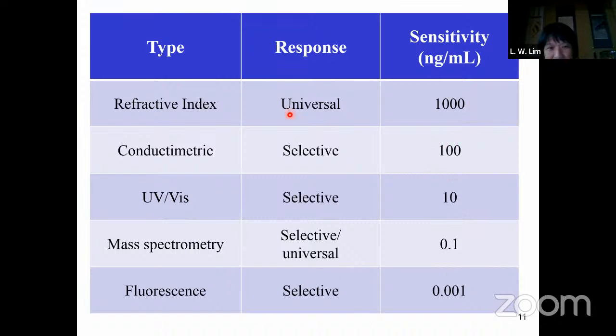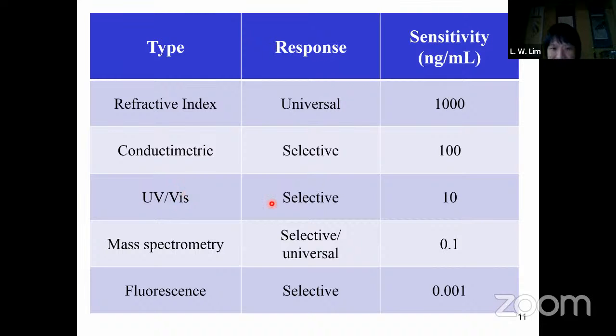Refractive index is very universal. That means you can see anything, and of course, the sensitivity is lower. For fluorescence, the sensitivity is very high, but you can see it's selective. So UV, why I say UV is so popular now, when we say UV, usually it is UV-vis. It doesn't come as a single UV, it doesn't come as a single vis. It's always UV-vis. It's so good in selling right now.